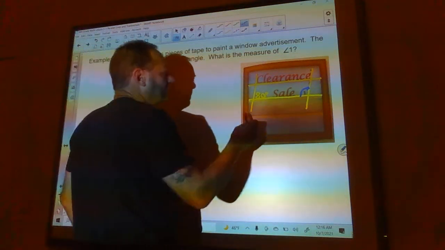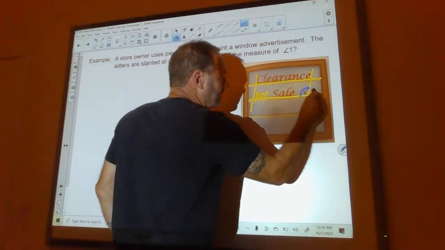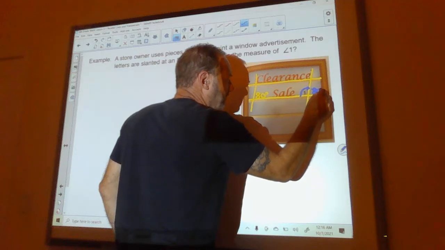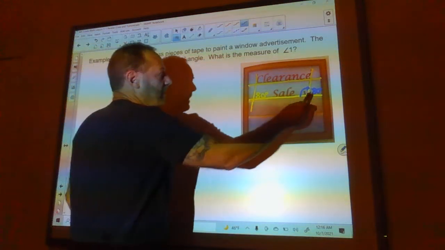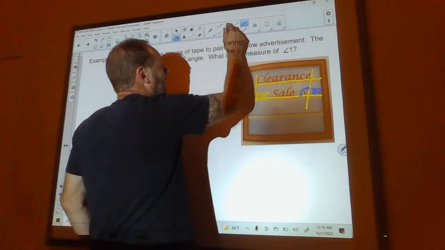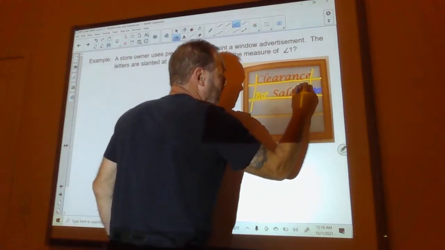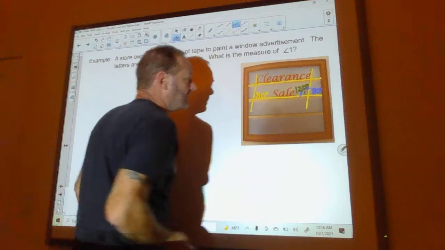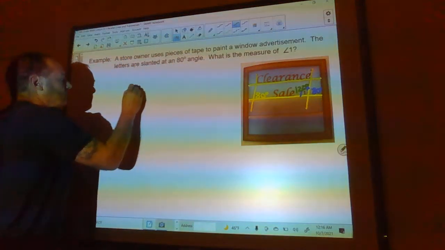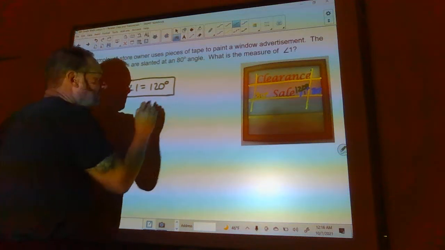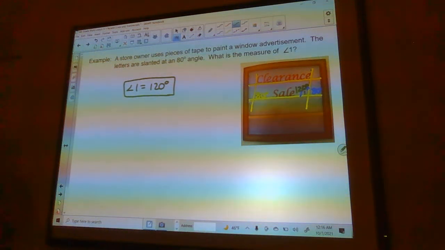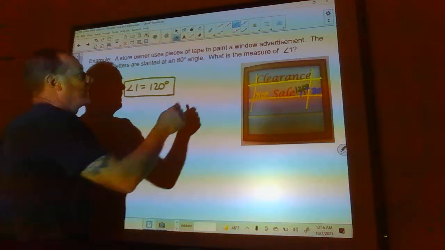Well, I know that if this is 80 degrees, this angle over here would have to be 80 degrees because it's a corresponding angle. And these two angles add up to 180, so that one would be 120 degrees. So you can say that angle 1 equals 120 degrees. I'm sorry, 100 degrees.